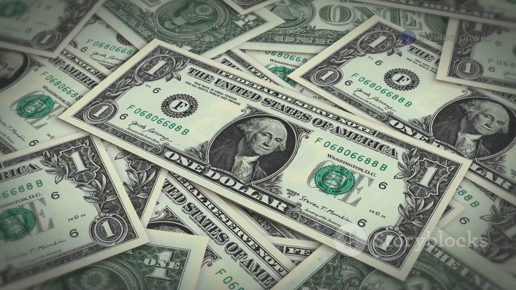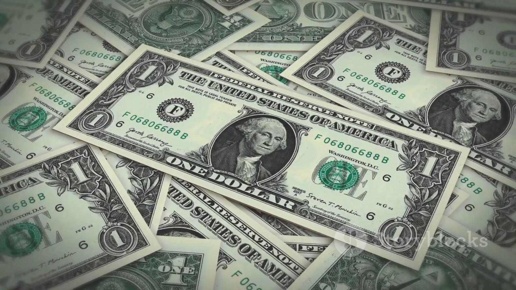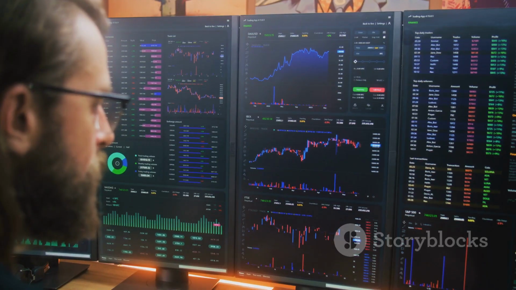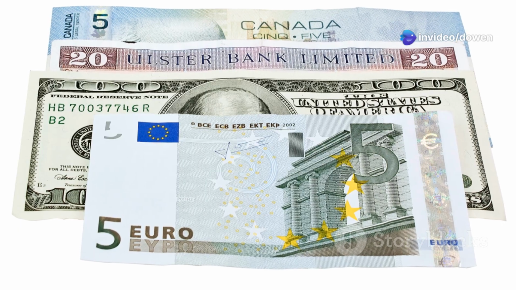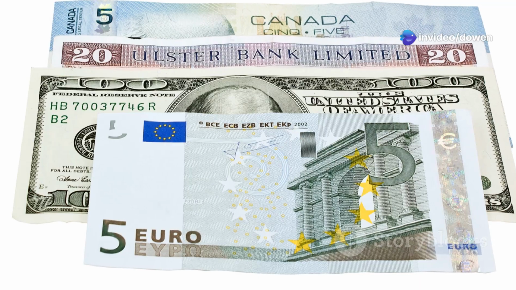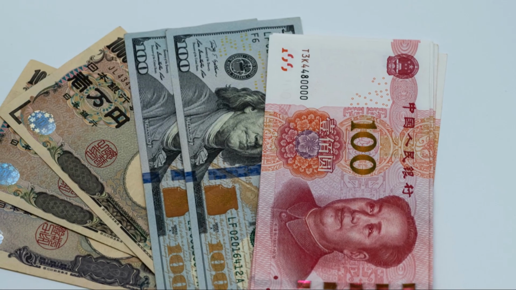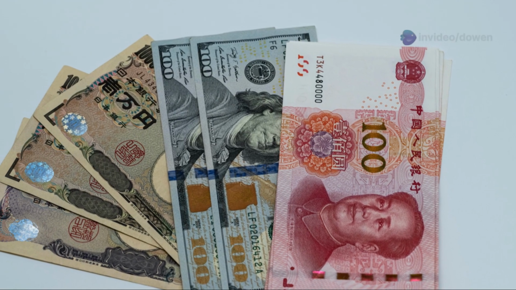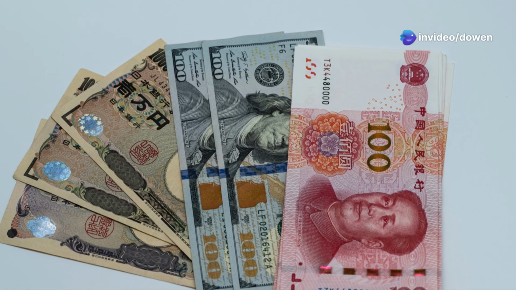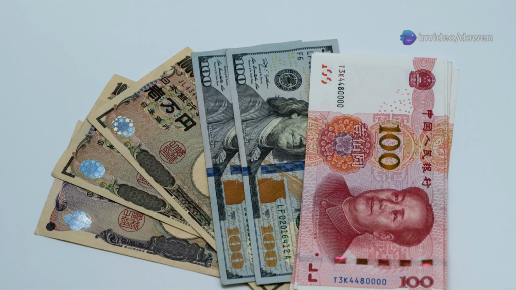The USD is the world's primary reserve currency and is involved in the vast majority of global trade and finance. Its dominance makes any pair involving it highly significant and liquid. The other currencies commonly found in major pairs are from large, stable, and highly developed economies. These include the euro, EUR, the Japanese yen, JPY, the British pound, GBP, the Swiss franc, CHF, the Canadian dollar, CAD, and the Australian dollar, AUD.